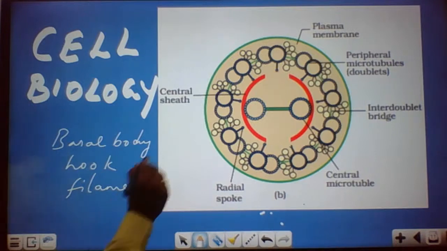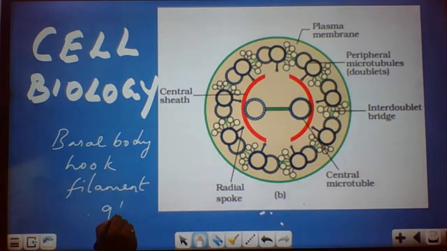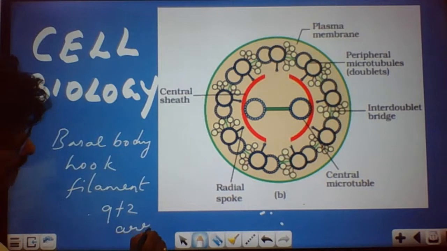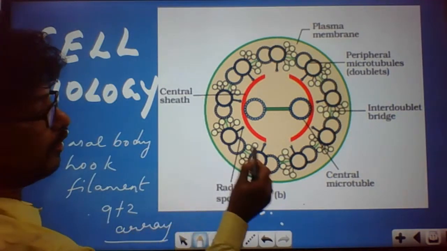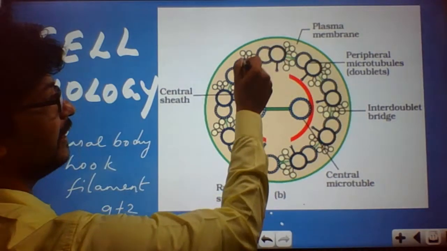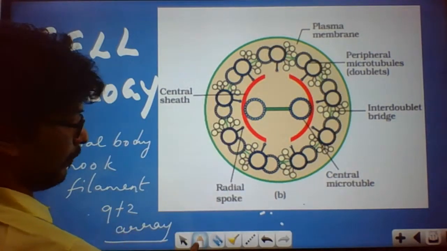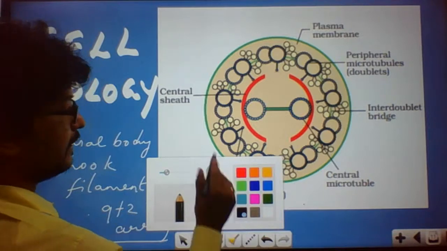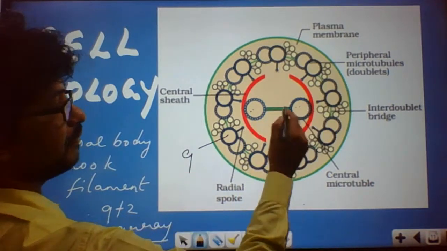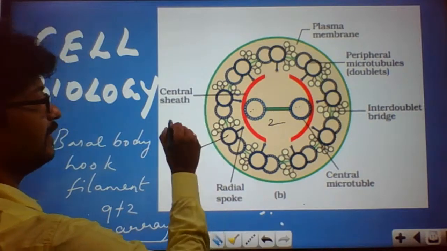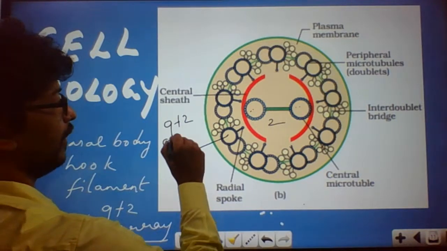How is this arrangement actually? It is a 9 plus 2 array. This arrangement is in the form of a 9 plus 2 array. For example, if you count the 9 plus 2, 1, 2, 3, 4, 5, 6, 7, 8, 9. So this gives 9 in number. And here in the central part, you could see the central microtubule has 2. So this gives the 9 plus 2 array.